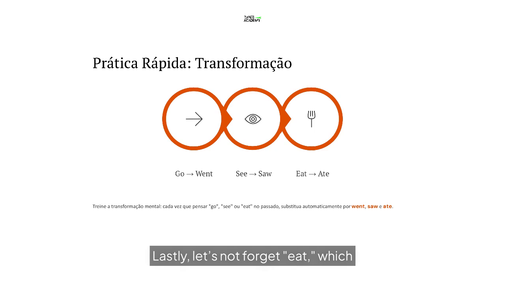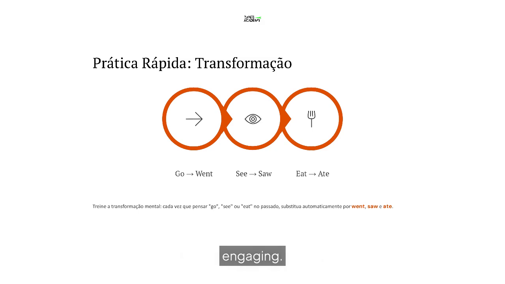Lastly, let's not forget eat, which turns into ate. Imagine sharing a meal with family or friends. Instead of saying, I eat dinner with them, replace it with, I ate dinner with them. This simple change not only enriches your vocabulary, but also makes your storytelling more engaging.